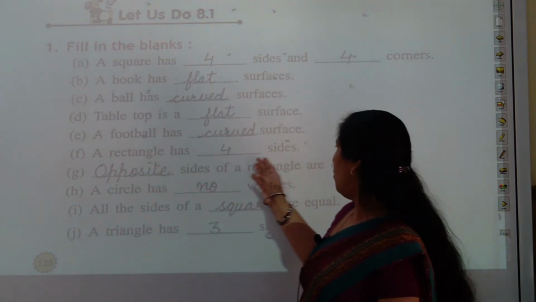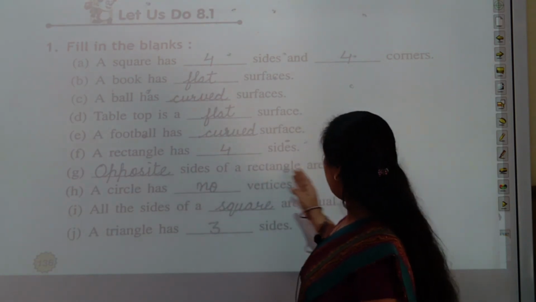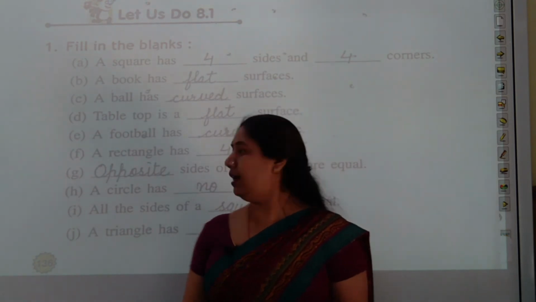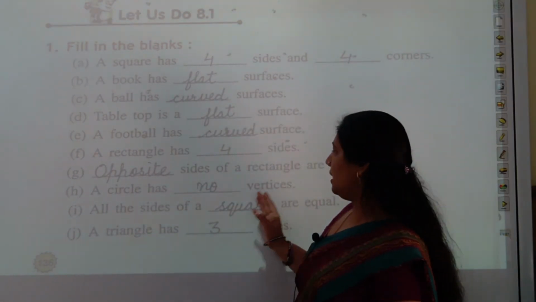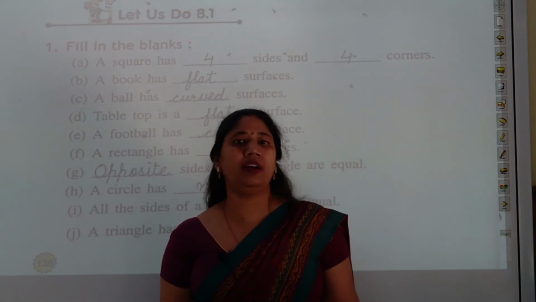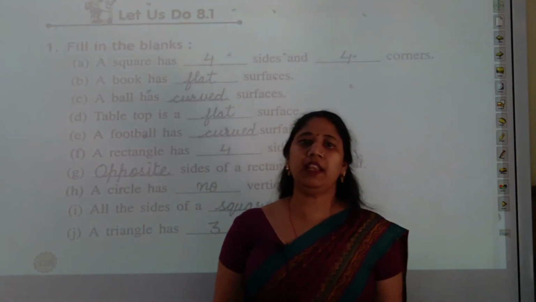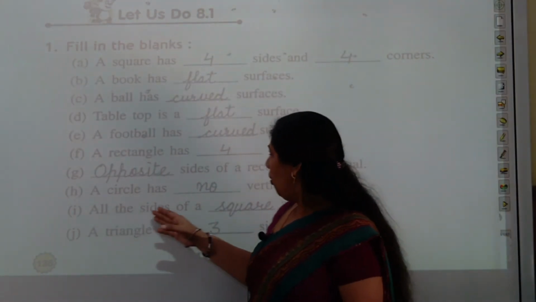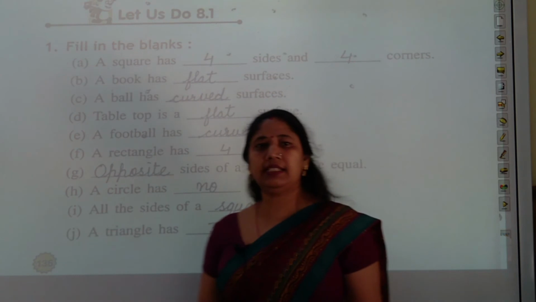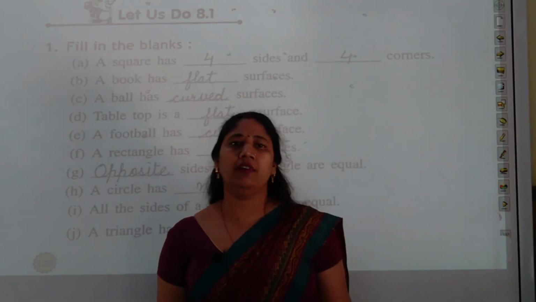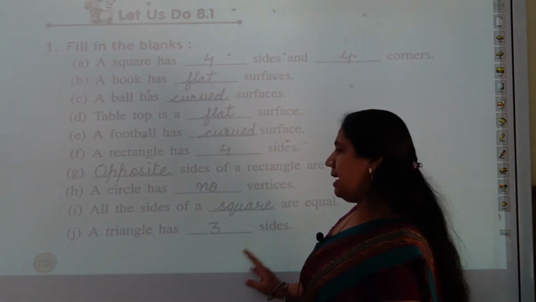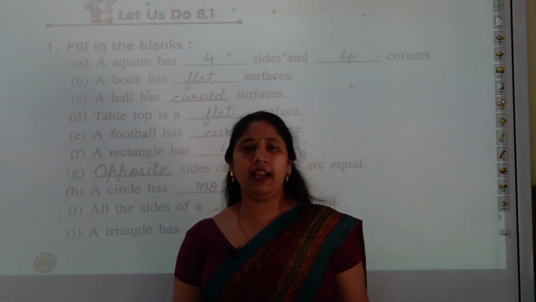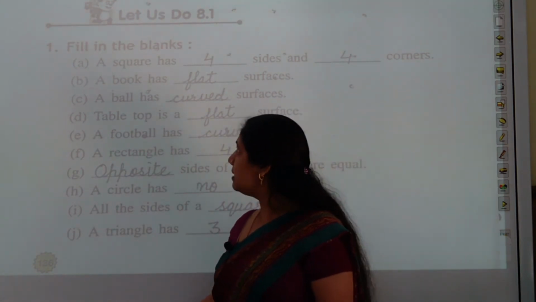Rectangle has 4 sides. Dash sides of a rectangle are equal. Opposite sides of a rectangle are equal. A circle has dash vertices. A circle has no vertex. Circle में कोई भी vertex बेटा नहीं होता. It is a closed curve. All the sides of a dash are equal. All the sides of a square are equal. A triangle has dash sides. A triangle has 3 sides.